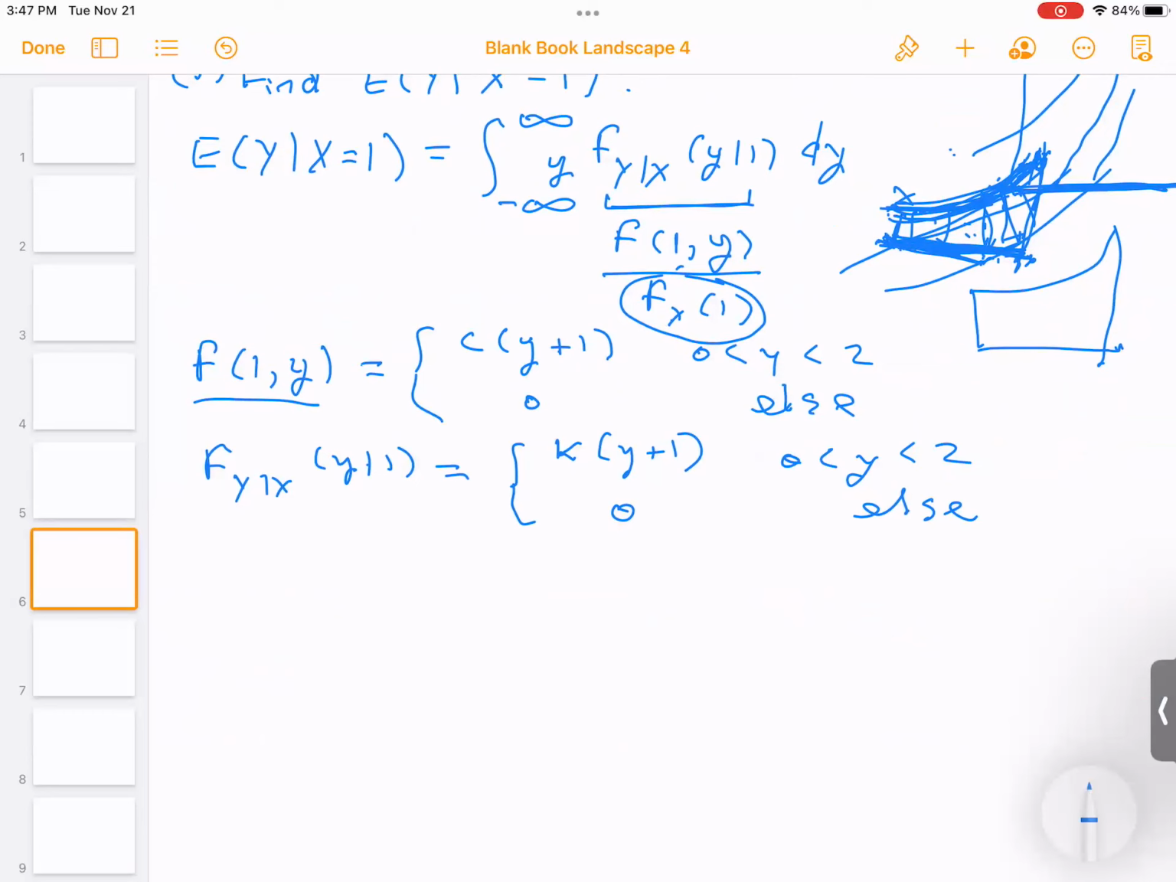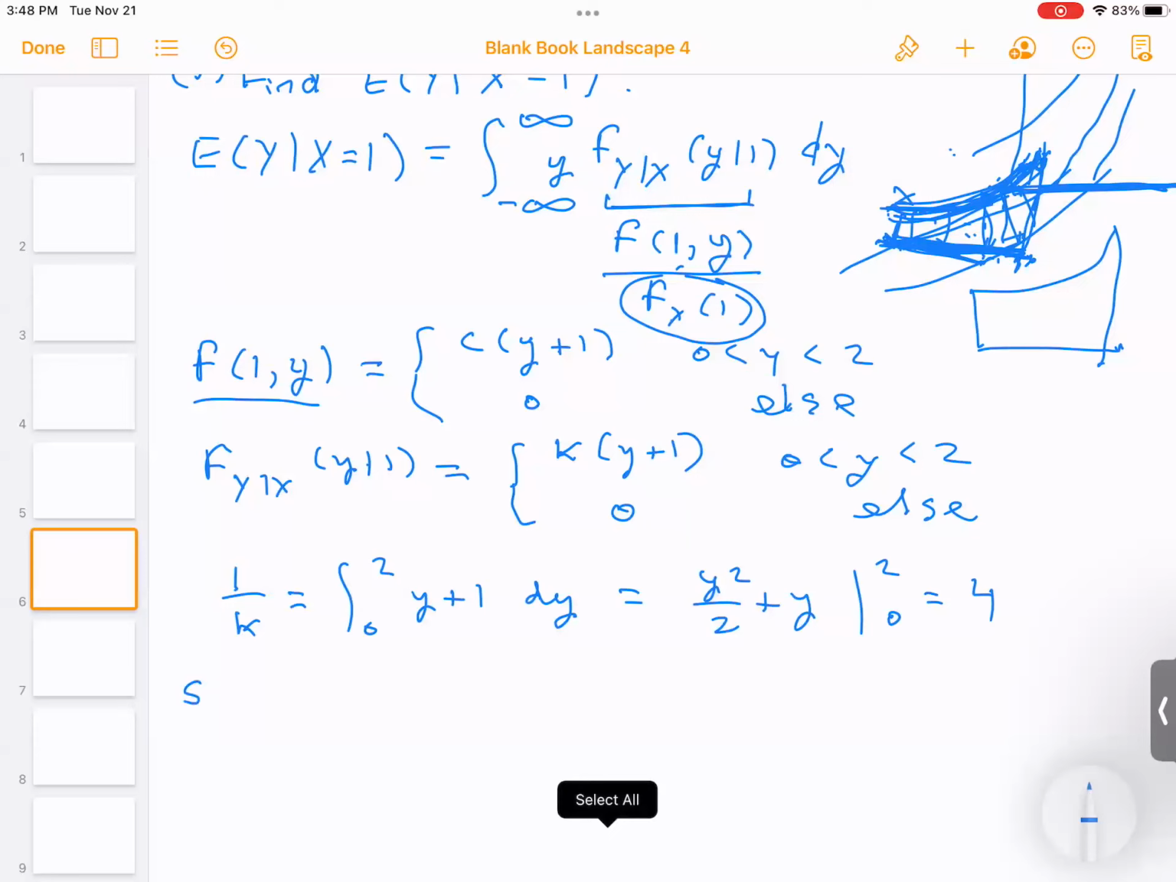All right. Okay, so let's find k first this time. So to find k, we know that 1 over k must equal the integral from 0 to 2 of y plus 1 dy. And this is just equal to y squared over 2 plus y, which gives 4. K equals 1/4. Okay, so K equals 1/4. So let's answer our problem now, finally.